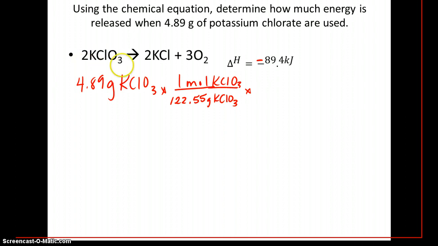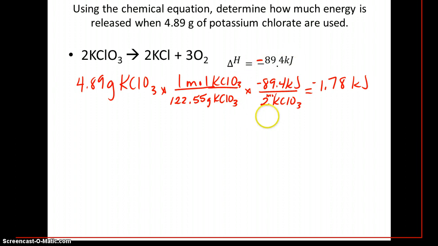Then, based on this equation, I know that 2 moles of potassium chlorate are going to decompose and release this much energy. That's why I'm putting 2 moles. So I simply put that into my stoichiometry problem. This is the first new piece of information: I take whatever value I have here, in this case 2 moles, and I take the value of my delta H and place it on top. And I simply do the calculation. That means I have a negative 1.78 kilojoules of energy that are released from 4.89 grams of potassium chlorate. That's it. That's all thermostoichiometry is.